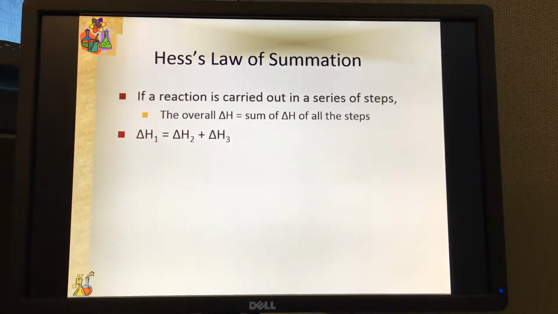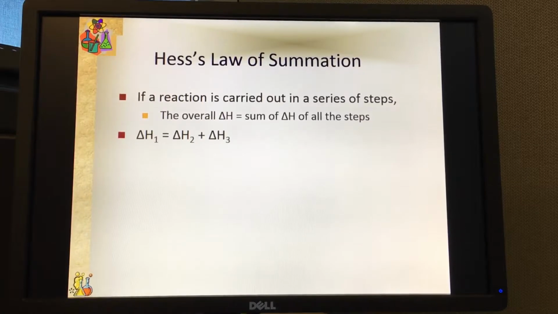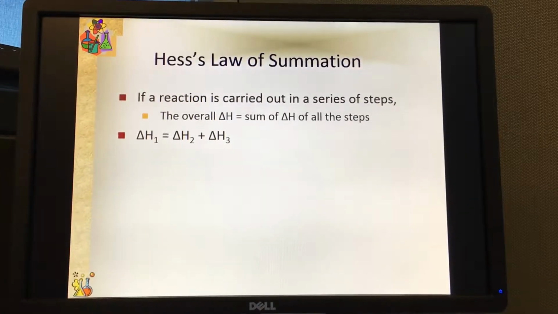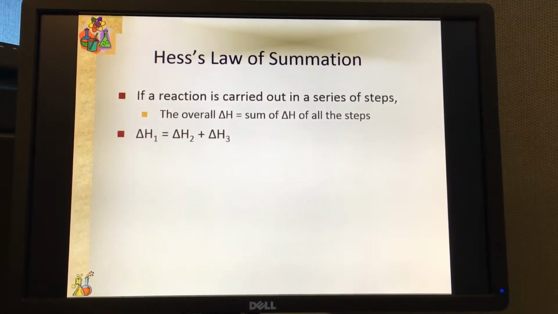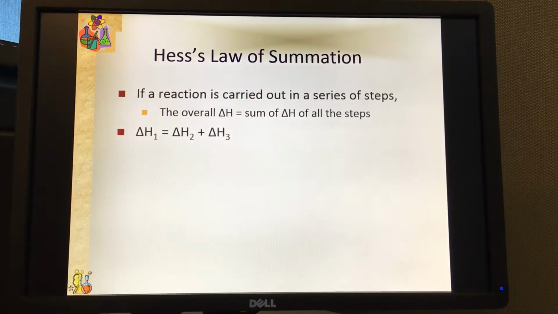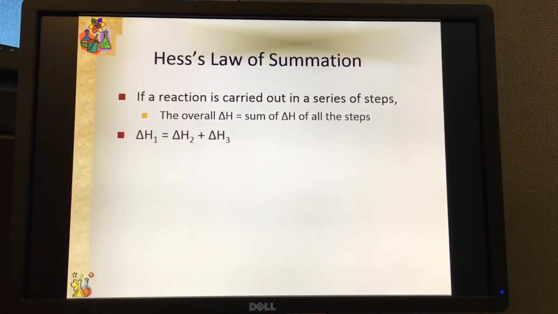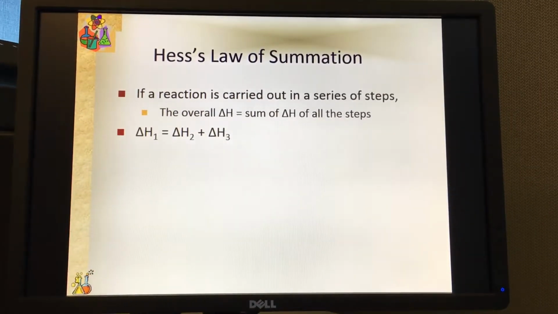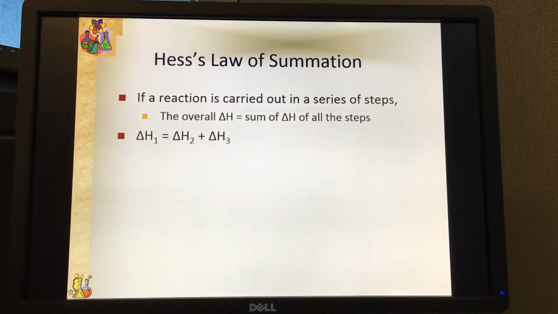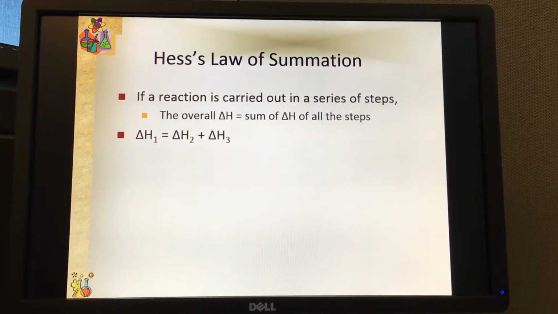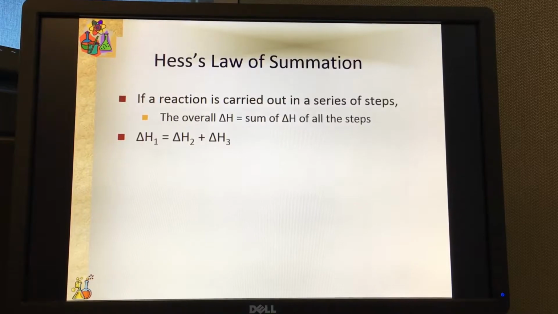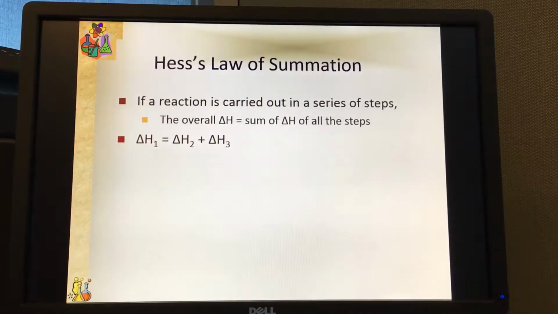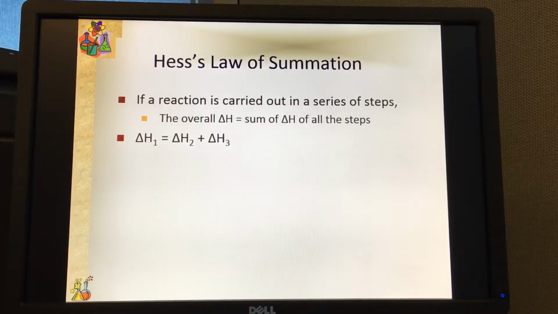Hess's law allows us to look at chemical reactions that have a difficult enthalpy of reaction to measure. But if a reaction occurs in multiple steps and we're able to measure those individual enthalpies, we can sum up the individual steps' enthalpies to find the enthalpy of the entire chemical reaction. Mathematically, it looks like this, where we have two steps to a chemical reaction, H2 and H3. When we add them together, we're able to calculate the enthalpy for the overall reaction, H1.